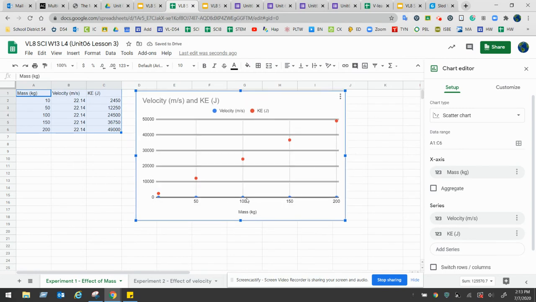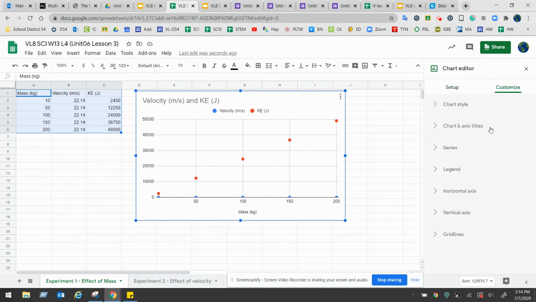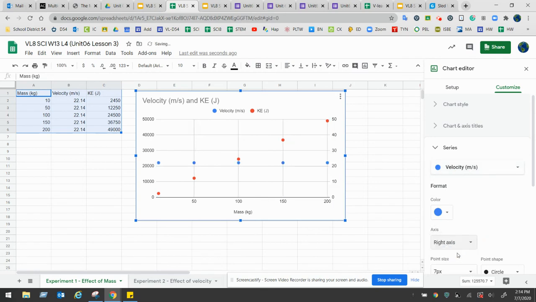So you see here that the blue data, the data for the velocity, stays the same. Actually, it stays at the bottom here because these numbers are so small compared to the values of the kinetic energy. One trick to change that is what I'm going to show you. So you're going to go to Customize, then Series, then velocity, and let's just put the velocity on the right axis. All right. Now we can see this is the velocity, so it stays absolutely constant.